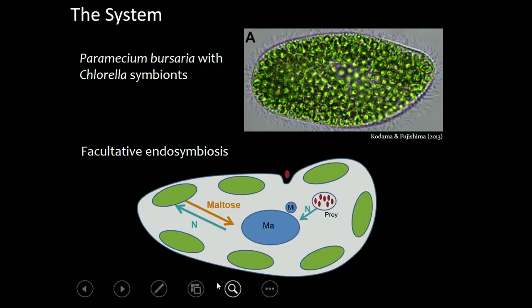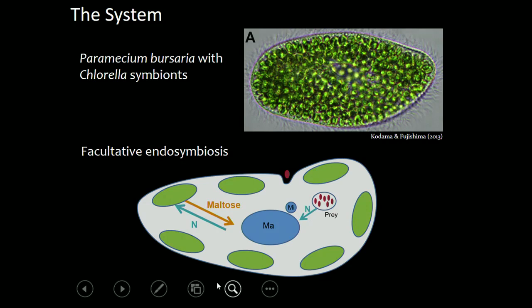So looking at endosymbiosis, we used the system Paramecium bursaria, which is a ciliate and has a green algae symbiont, Chlorella. They have a facultative endosymbiosis, meaning that the two organisms can still be separated and survive, but naturally they almost always occur together and have a high level of integration so that they show vertical transmission as well as synchronization of their circadian cycles.